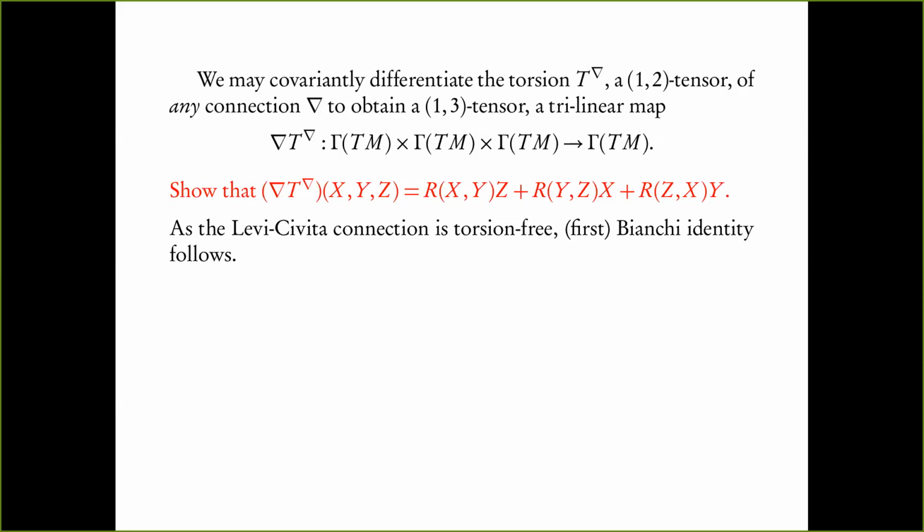So if I assume the exercise is true, which you can go back and check, why does it give us the first Bianchi identity? Well, in our case, the Levi-Civita connection has 0 torsion, which means this tensor T nabla is identically 0, which means when I covariantly differentiate this, that is also going to be 0. That means that these 3 terms on the right hand side add up to 0, which is precisely the first Bianchi identity. So another way of interpreting the Bianchi identity is that if I covariantly differentiate the torsion, then it's 0. But in our case, the torsion itself is 0.